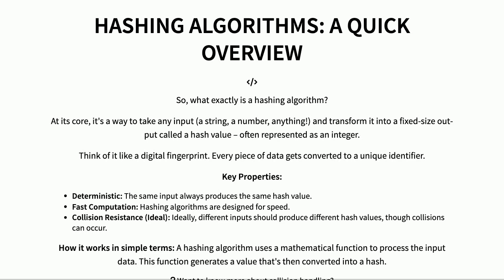It's important to remember that the same input always produces the same hash, making it deterministic. And because they are designed to be fast, hashing algorithms are super useful in various computer applications. They aim to ensure different inputs yield different hashes. We call this collision resistance, so collisions can sometimes happen.